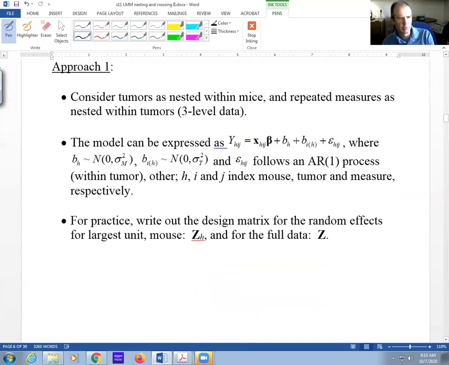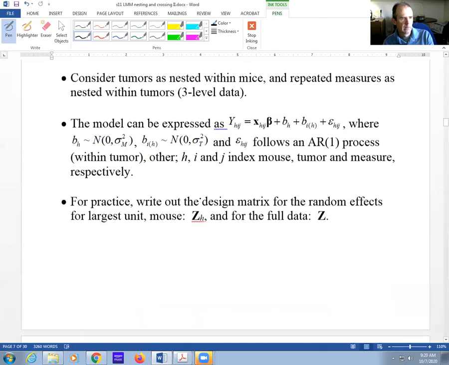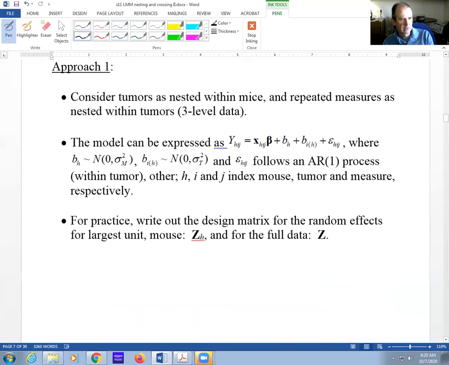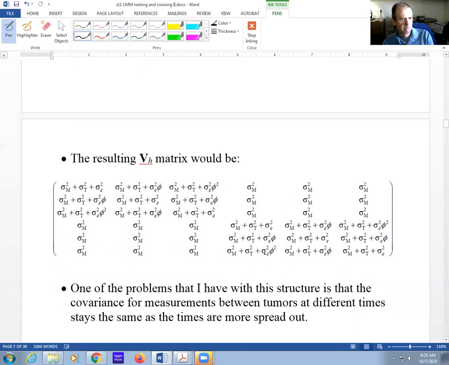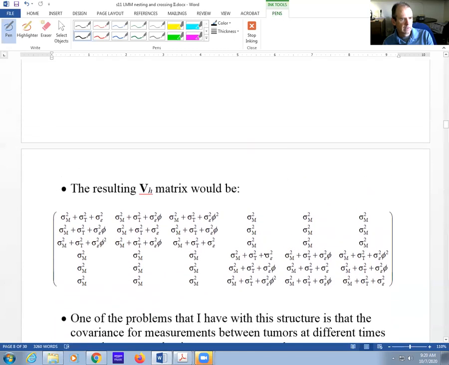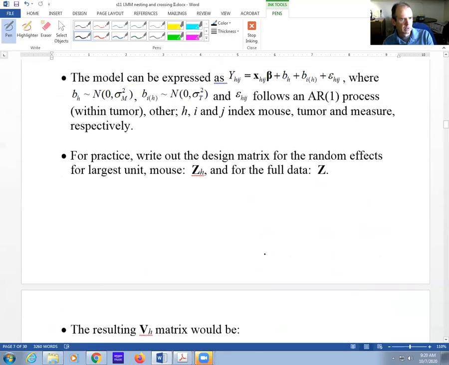This is just expressing the model. We have the random intercept for mouse and then tumor within mouse, and our usual assumptions for the mixed model. This is a part you want to pay attention to a little bit because you have a homework question like this. Write out the design matrix for the random effects for the largest unit and for the full data. And that's the resulting V matrix.